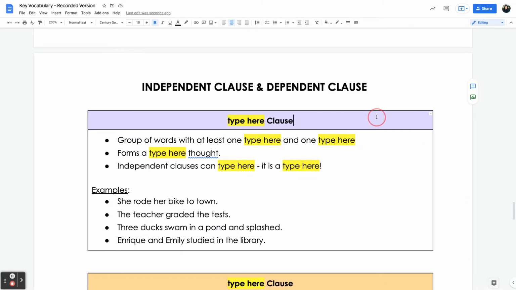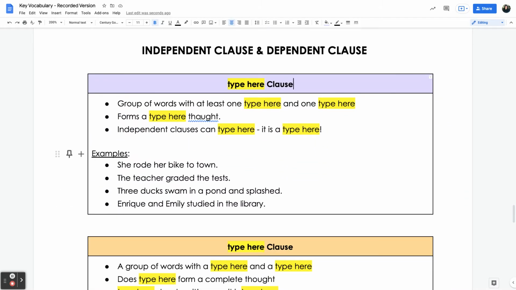So, the next part of this lesson is independent and dependent clauses. A clause is just a group of words. That's really the only definition for a clause. So, when you hear the word clause, don't get thrown off. It's just a fancy way to say a group of words.